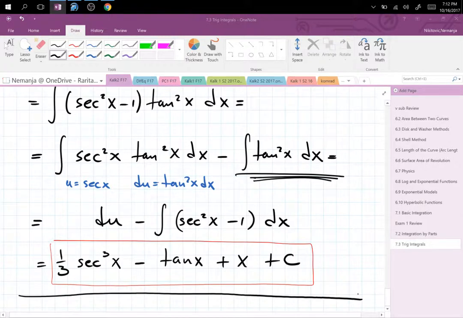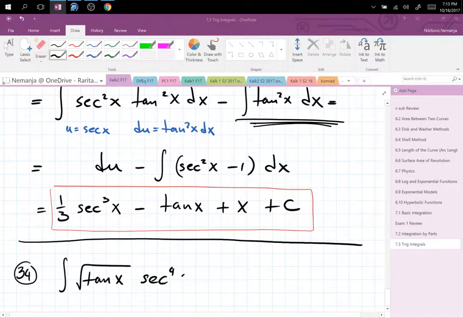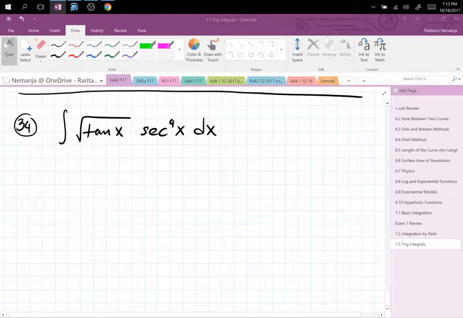All right, let's take a look at another problem for you to enjoy. I mean, you guys love this stuff, so why not? Ooh, this is problem 34. You're gonna love it. It might be too easy. Square root of tangent x, secant to the 4th x dx. It kind of gives it away.